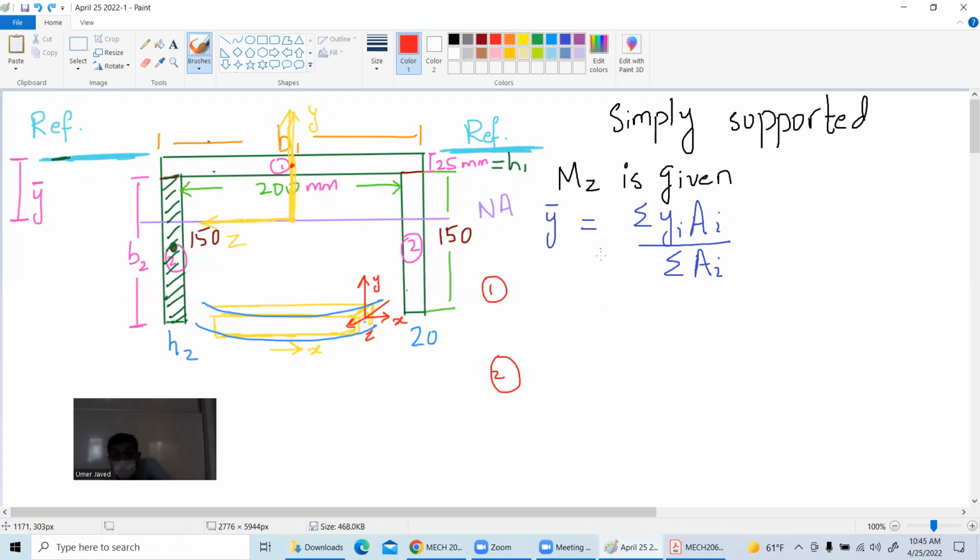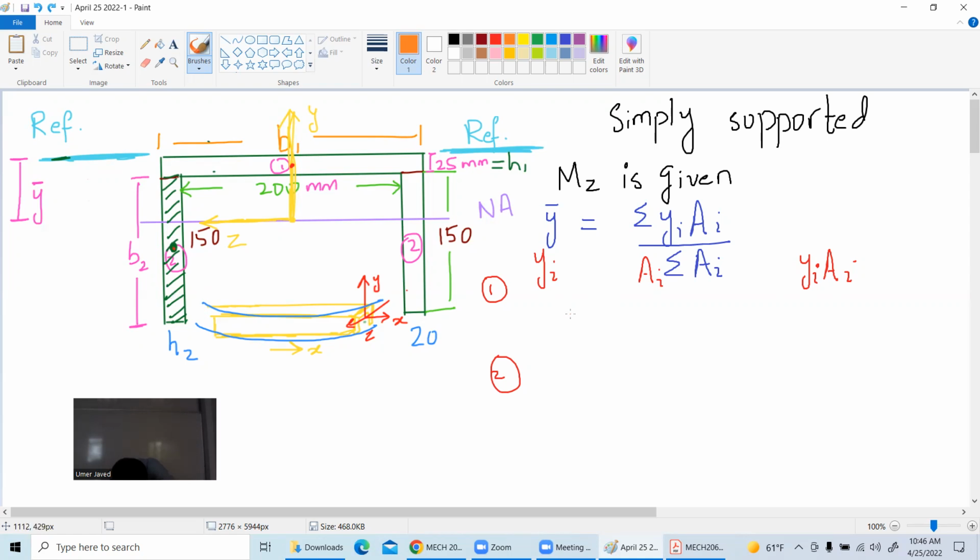Number one, number two. So first thing is y_i, then I have A_i, then I have the product of y_i A_i. So now you can solve the question yourself. So for number one, I suppose in order to find this, I have to make a reference line, no? So I am making my reference line here. Students who don't like this and want to make their reference line here, they are allowed. You can make the reference line anywhere.